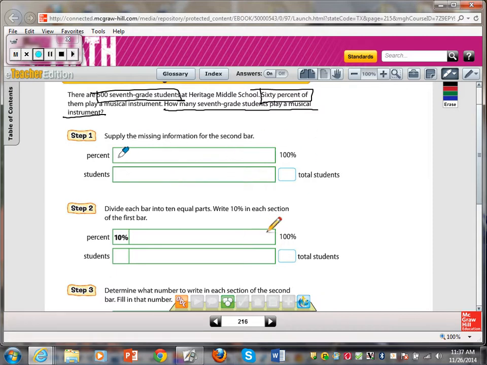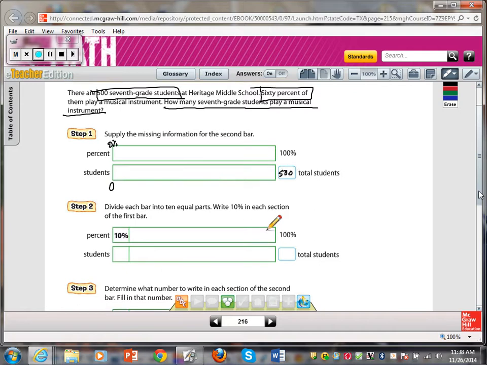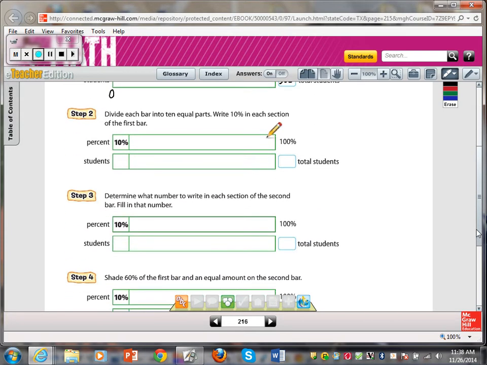So here's our percent bar, right? Here, 0%, 100%. Number of students, well, 0 students represents 0%. And 100% of the students, well, that would be your 500. 500 total students. Divide each bar into 10 equal parts.